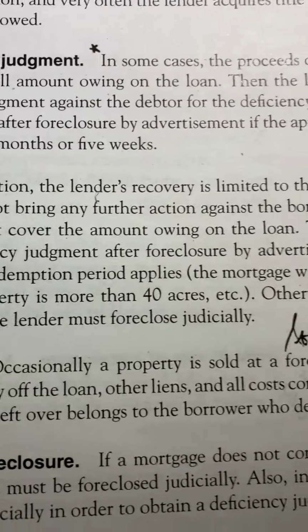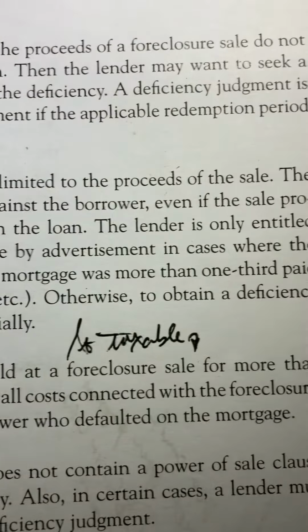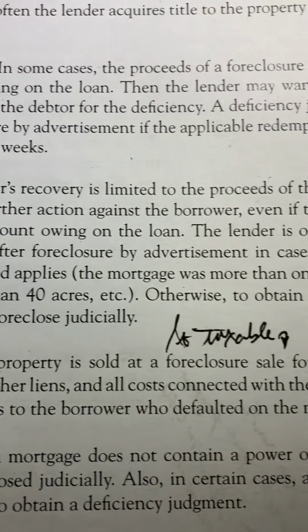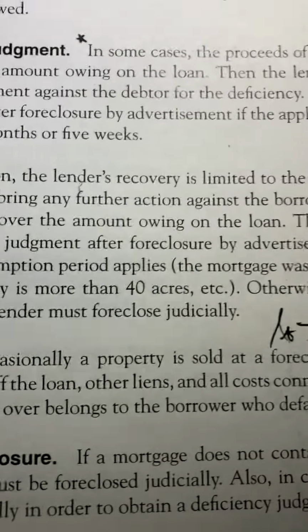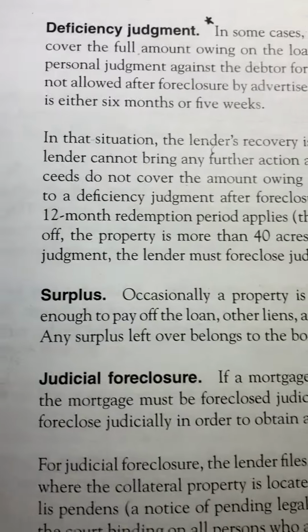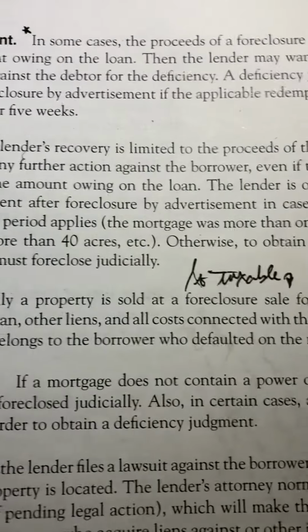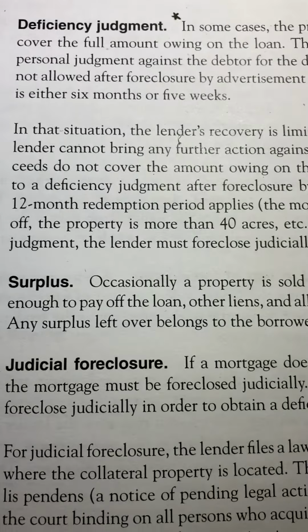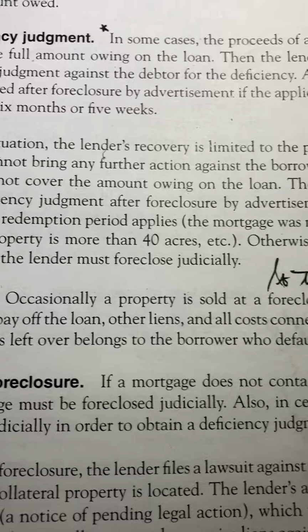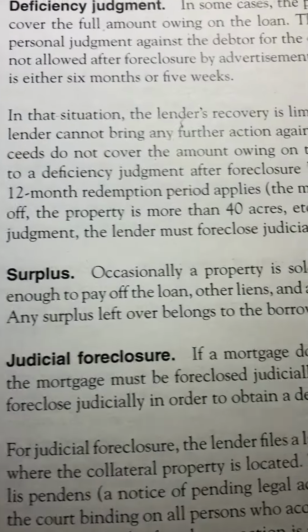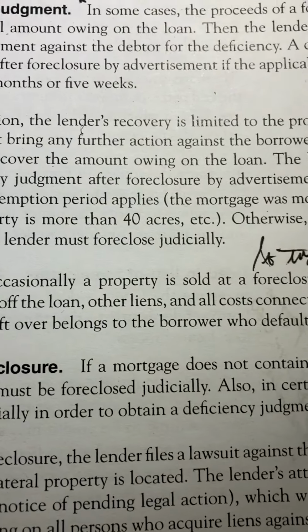The lender cannot bring any further action against the borrower, even if the sale proceeds do not cover the amount owing on the loan. The lender is only entitled to a deficiency judgment after foreclosure by advertisement in cases where the 12-month redemption period applies. The mortgage was more than 1/3 paid off. The property is more than 40 acres, etc. Otherwise, to obtain a deficiency judgment, the lender must foreclose judicially.